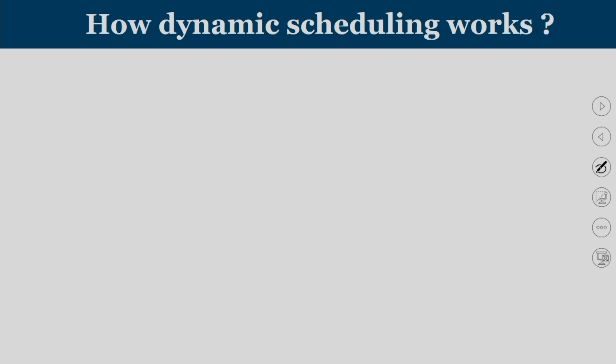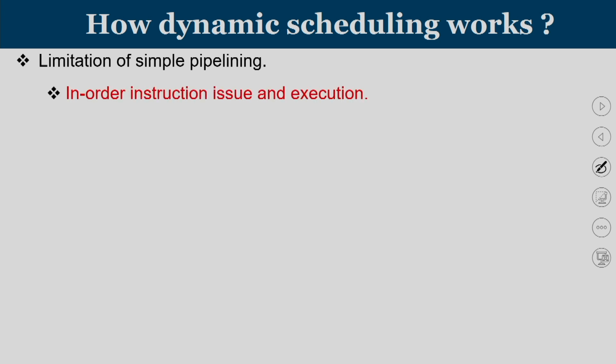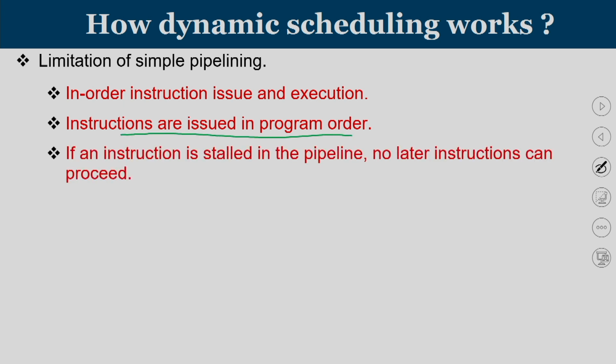Now, how does dynamic scheduling work? There are certain limitations of a simple pipeline. When you have in-order instructions and in-order execution, you fetch in order, decode in order, execute in order and complete in order. That is our normal 5-stage pipeline. The problem with an in-order pipeline is that instructions are always issued in program order. If an instruction is stalled in the pipeline, this is very, very important, no later instruction can proceed. No later instruction can proceed.